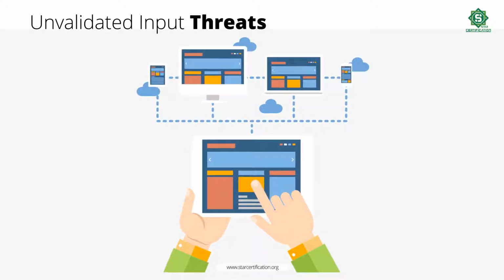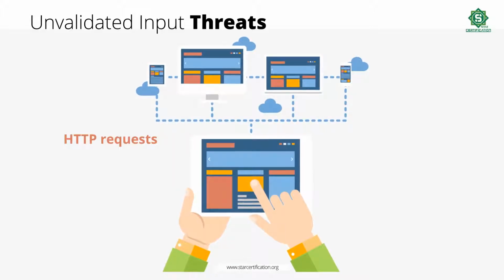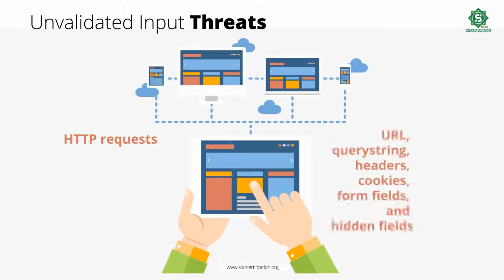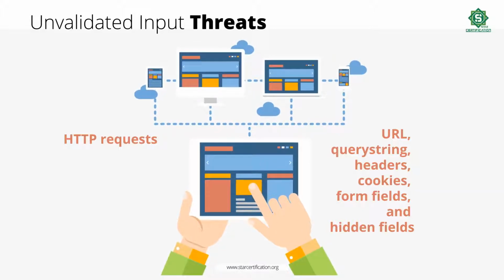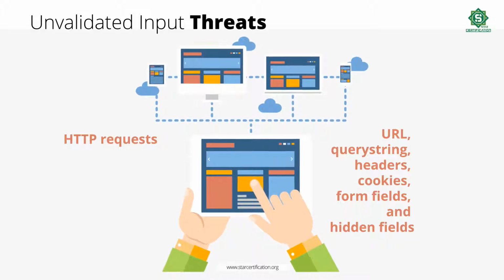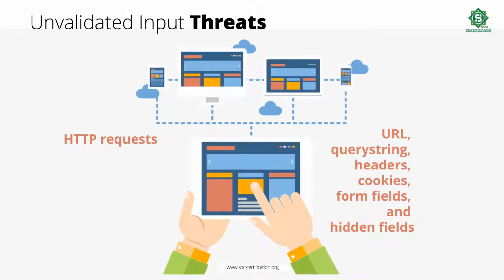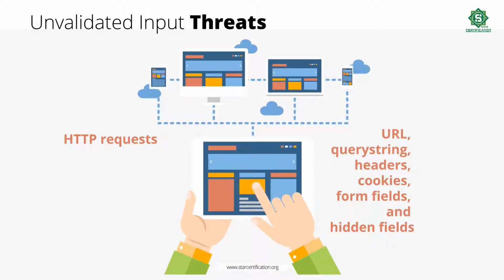Web applications use input from HTTP requests to determine how to respond. To bypass the security mechanisms of websites, attackers can tamper with any part of an HTTP request, including the URL, query string, headers, cookies, form fields, and hidden fields, which results in unvalidated inputs. When the input is not validated before being processed by the web applications and the backend servers, attackers can exploit the input validation flaws to perform cross-site scripting, injection attacks, buffer overflows, etc. on a wide level, resulting in data theft and system malfunctioning.